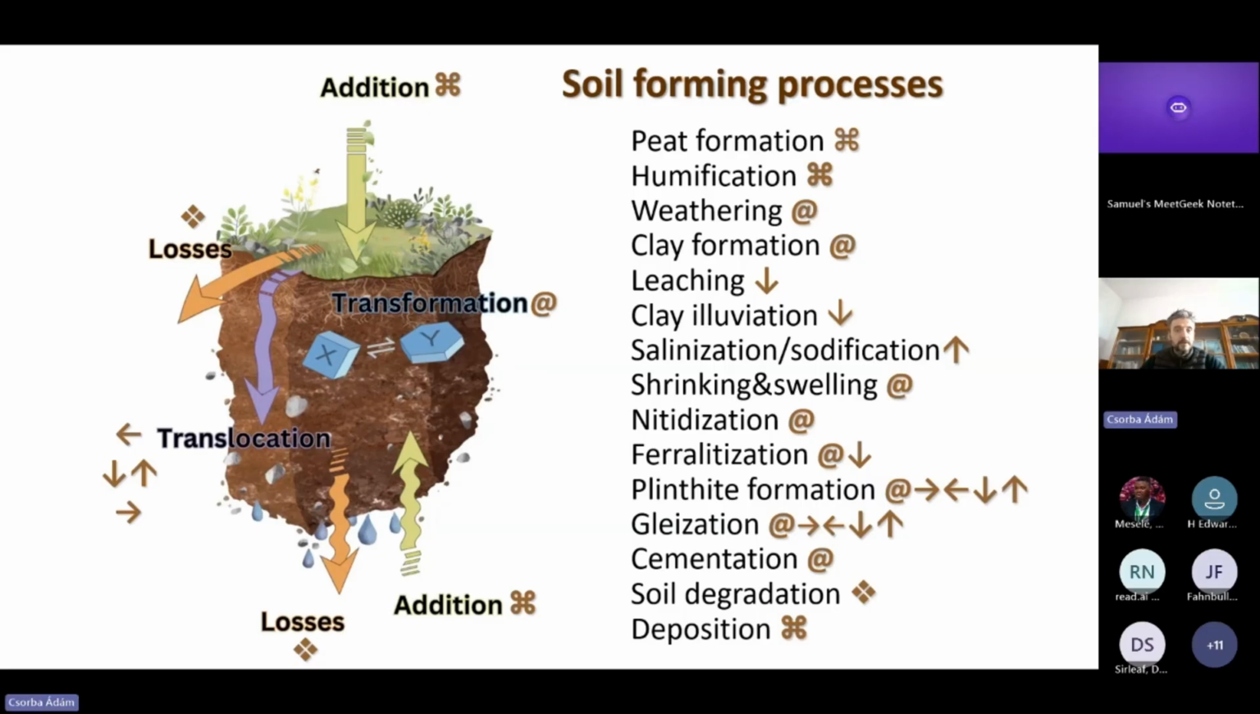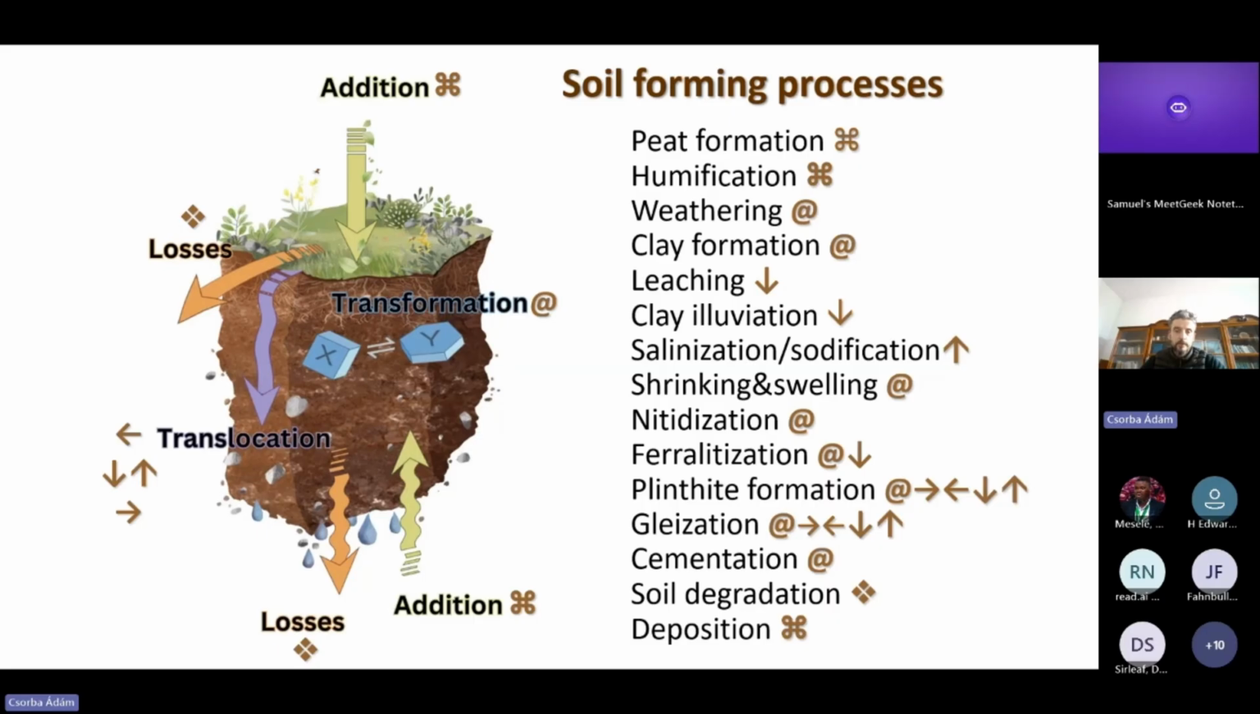Weathering and clay formation are mainly transformations because minerals are altered into new forms. We are going to go through them one by one in more detail. This is just a very brief introduction. Humification is also a transformation, where plant and animal residues are converted into humus. Leaching is mainly a loss process because dissolved materials are removed from the soil profile by downward moving water.